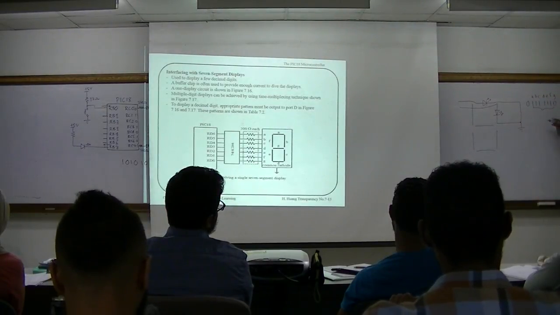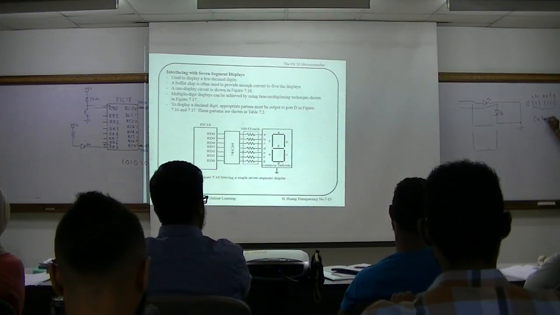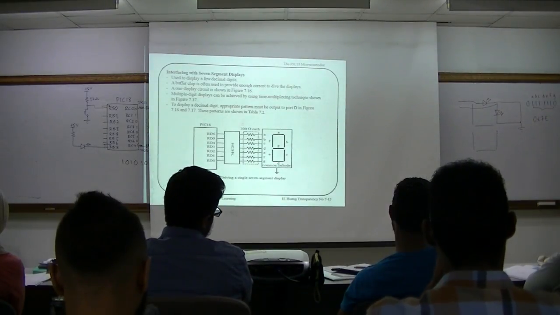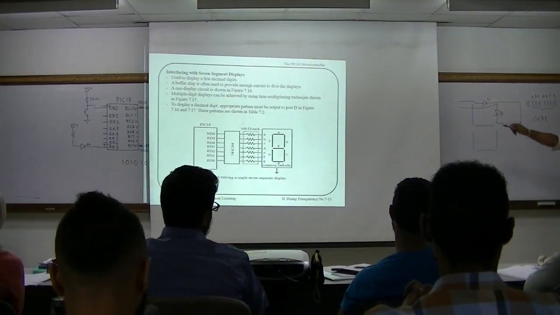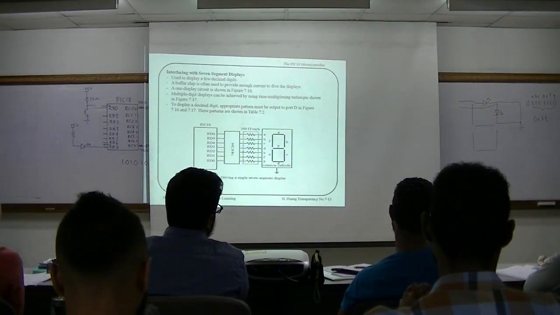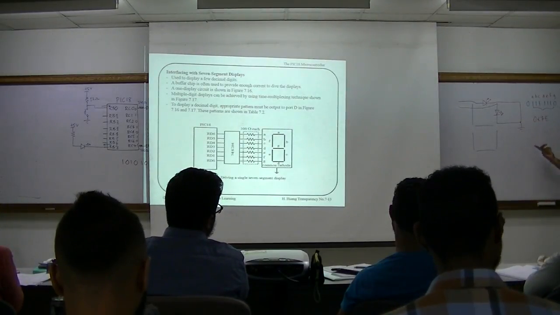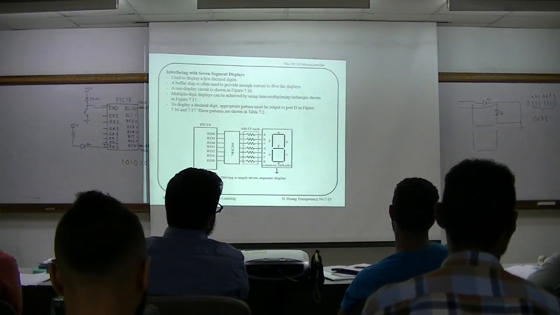So actually this is hex 7. Why are you getting it like this? Because it's connected like this. If you connect the other way around, you'll get a different value. Is it okay?